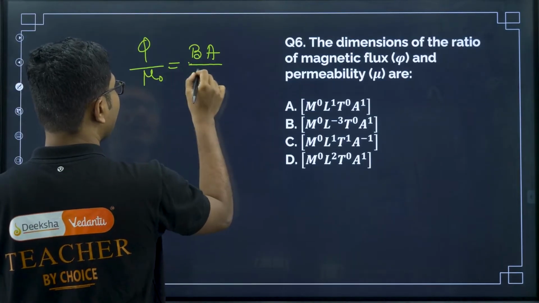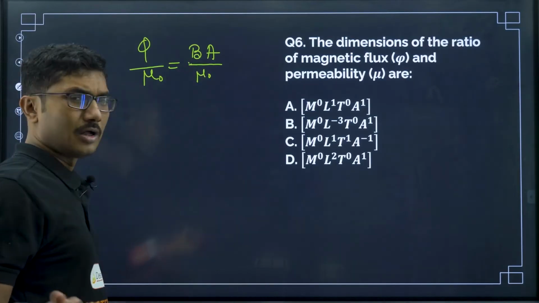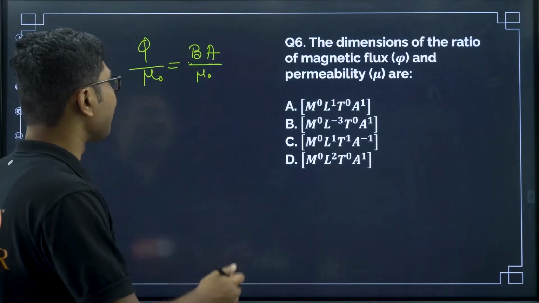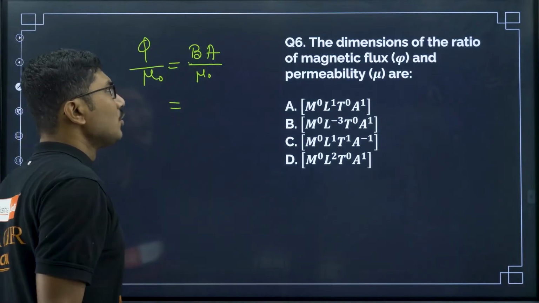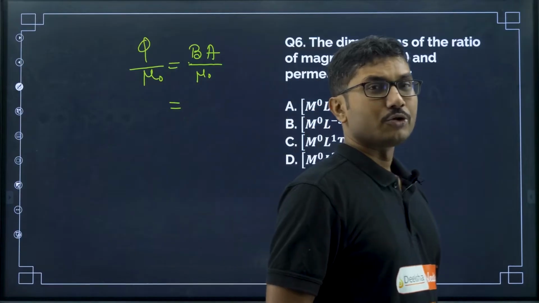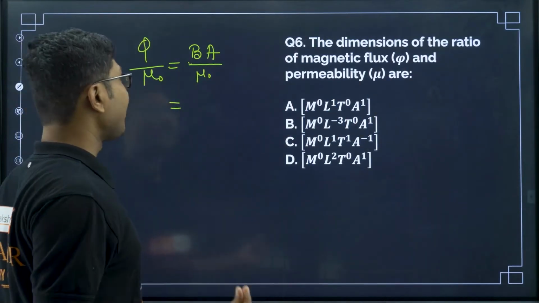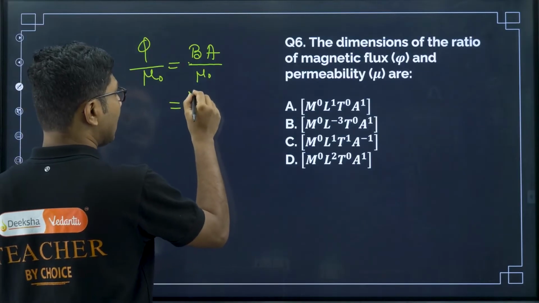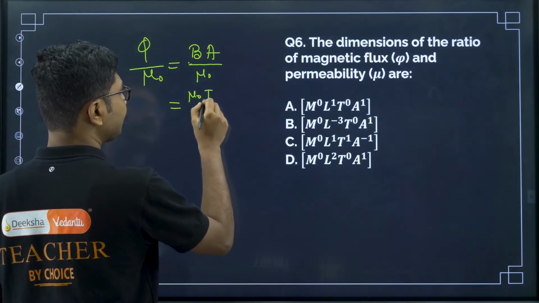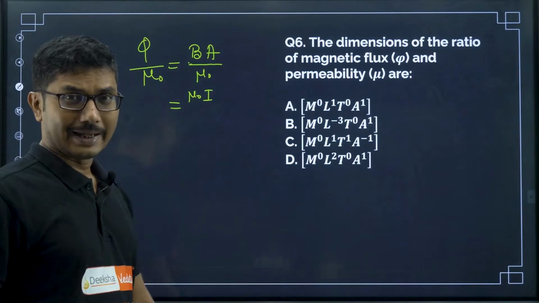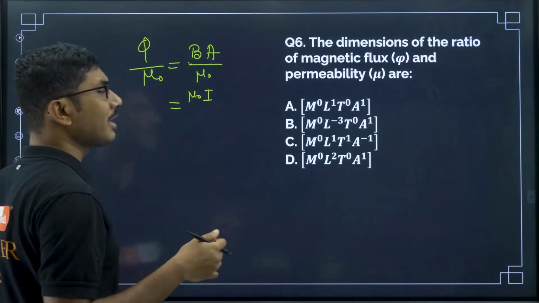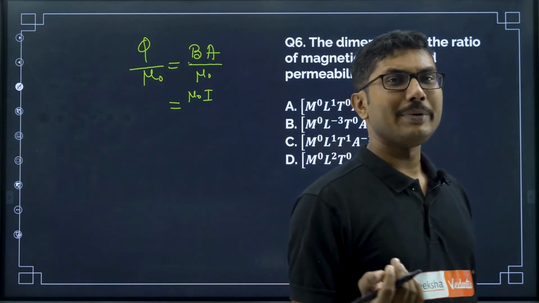Suppose for example, for now let us consider this is mu naught. Mu naught and mu will have the same dimension. Now what is B? So we have to further break it down. So B equals to, if you remember Ampere's circuit law, even though it does not matter in this case, so in Ampere's circuit law it is mu naught I. So BA is mu naught I, right?